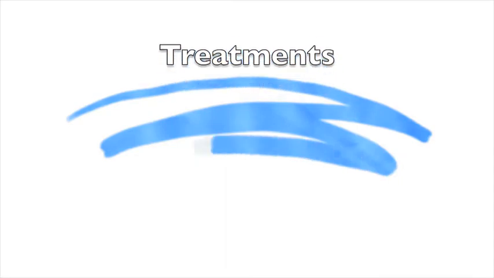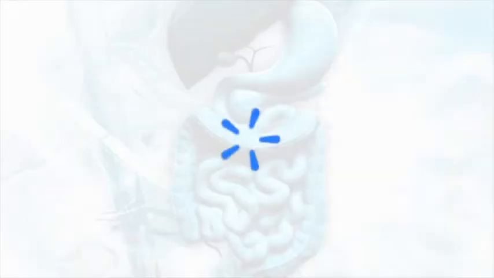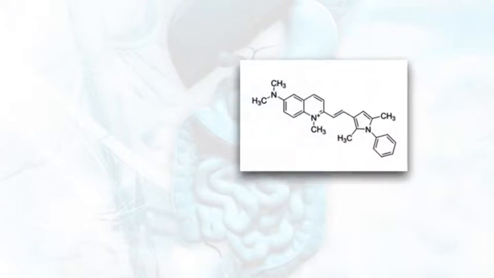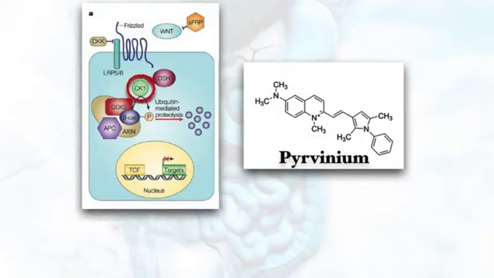Understanding the molecular mechanism of a disease is essential for finding treatments. Researchers have been trying to find inhibitors of the WNT pathway. Pyrvinium is the drug that inhibits the WNT pathway by allosteric activation of the casein kinase 1, which is in the complex that leads to the degradation of beta-catenin.